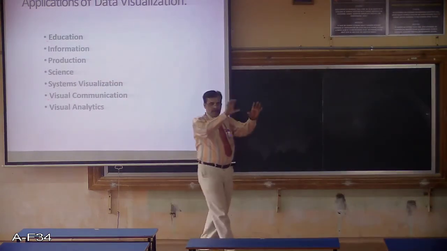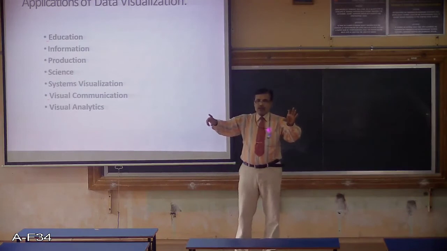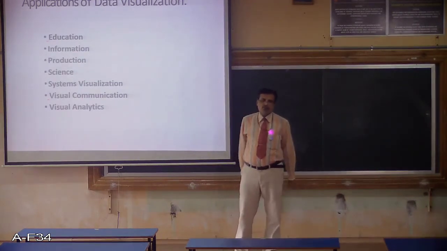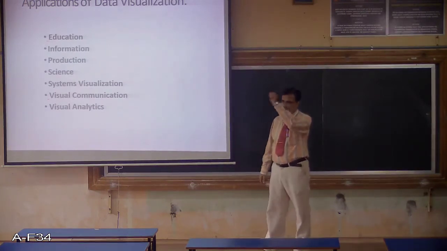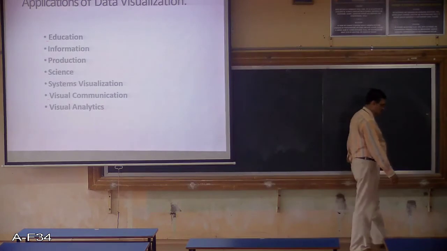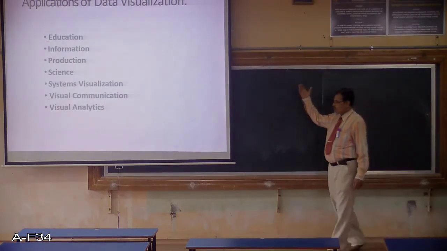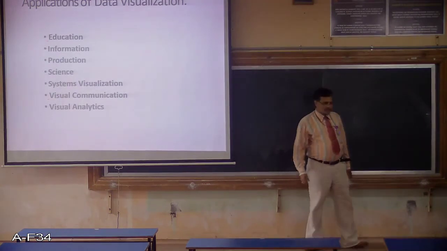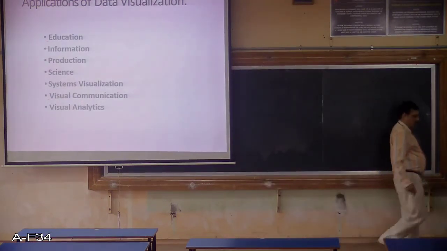So this particular cycle can be thought of as the information application. Data is converted to information, then information is transformed to a visual form. This process is known as the information application. That is very much possible with respect to the various kinds of data visualization tools and techniques that are available now.